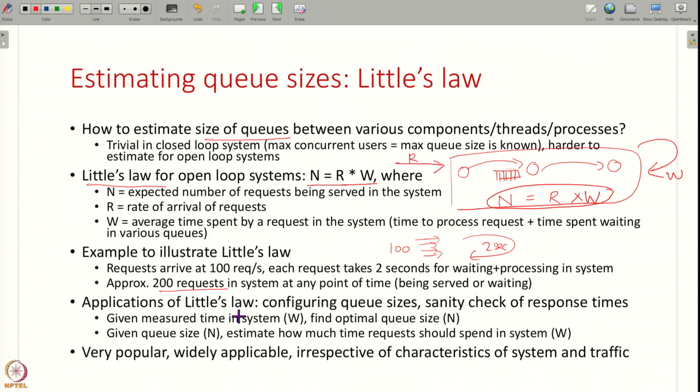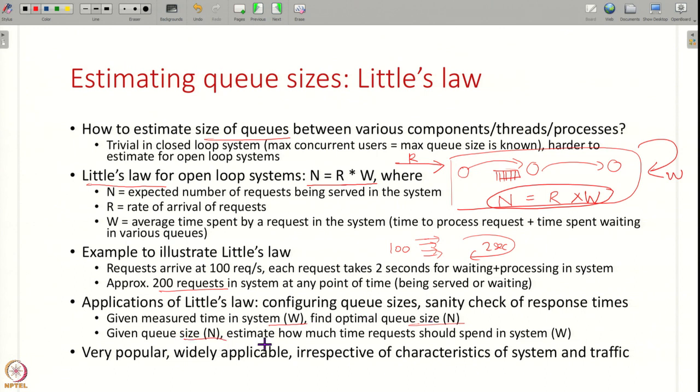This is used for many things. Suppose you measure the amount of time your system takes to process requests, then you can calculate what the queue size should be. If there is a shared buffer between different threads or different processes in a pipeline, what should the size of this buffer be? I will see how many requests are coming in and how long requests spend in the system, so I know there are so many requests at any point of time in the system, and I will make that my queue size. So given the waiting time in the system, you can calculate queue size.